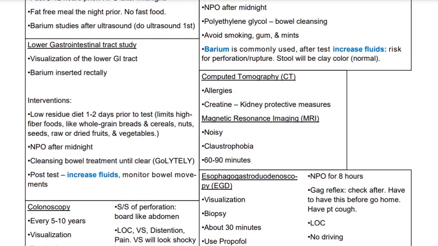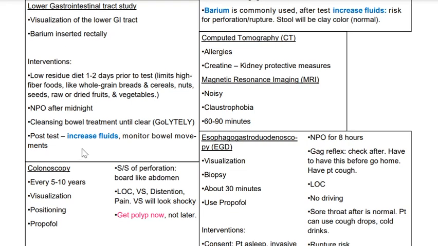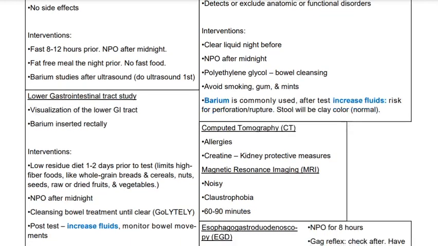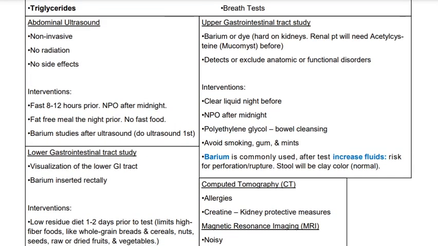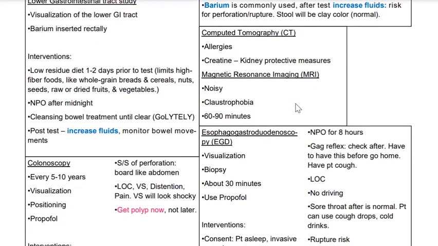I'm going to point something out. Polyethylene glycol and Go Lightly are the same medication. And I always used to joke with patients, it says Go Lightly on here, but that doesn't mean you're going to go lightly. You need to be by the bathroom. Post-test, you're going to increase your fluids just to get rid of that barium, and then monitor your bowel movements, right? So did you know that you can use barium to go upper GI or barium to go lower GI, but you're going to do it in different ways. This one's going to be inserted rectally, and the other is probably going to be by a drink. Okay, yeah, a very yummy drink.